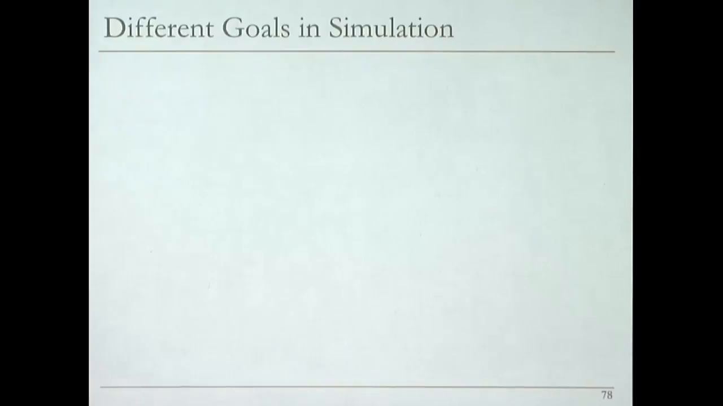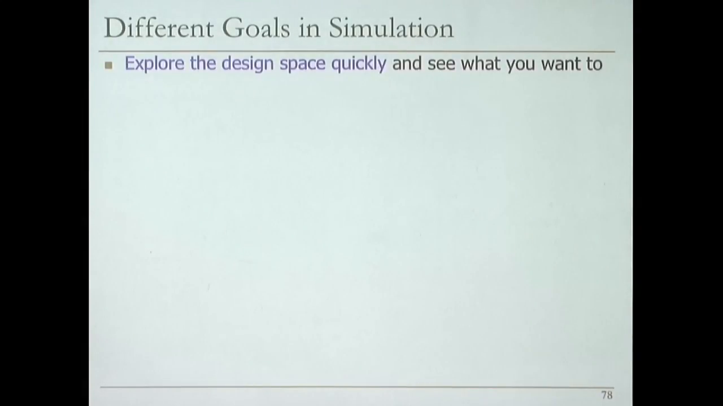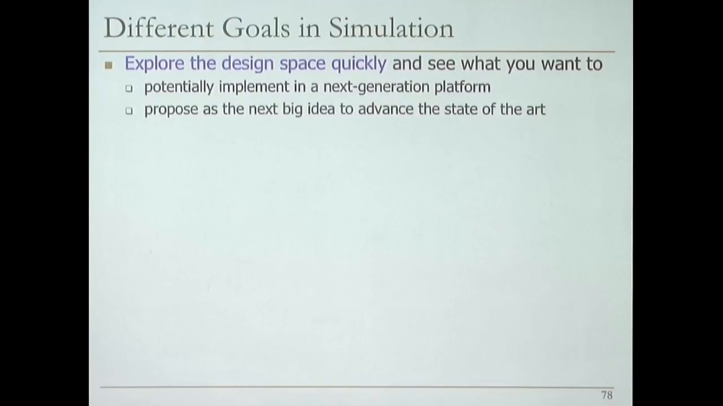OK, so there are clearly different goals in simulation also. One is exploring the design space quickly and seeing what you want to potentially implement in a next-generation platform, or propose as the next big idea to advance the state of the art. In this case, the goal is mainly to see the relative effects of the design decisions. Your goal is not really to get, oh, I improved performance by exactly 10.5%, right? Your goal is to really prune the design space and say, oh, I want to do this. Now you can go into some other level of fidelity of simulation such that you can more seriously evaluate what the exact performance improvement is, for example.